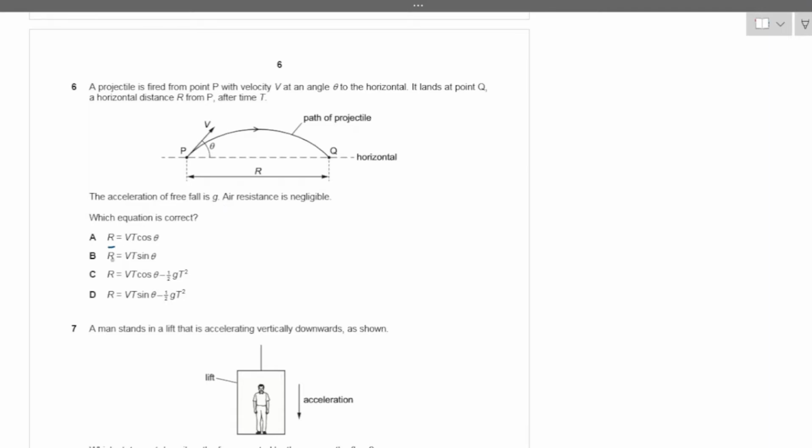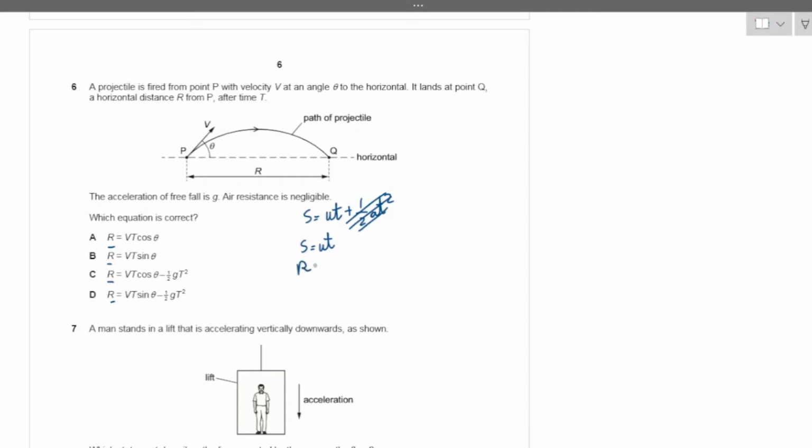So in all of these options, they're asking for the equation of r, the horizontal distance. s equals ut plus 1/2 at squared is one of the equations of motion which we can use. Under no air resistance, we can completely ignore the second part of this equation, because horizontally there is constant velocity, hence no acceleration. What you have left is s equals ut.